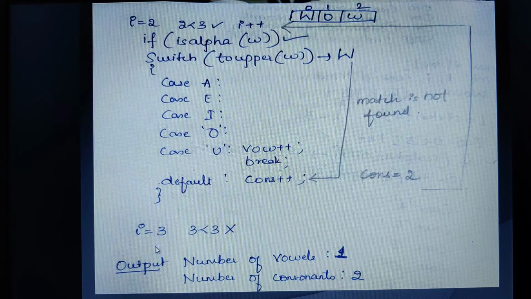As per the given program, what is there in my next statement? I am going to print the number of vowels and the number of consonants. So as per this string WOW, the number of vowels is 1, that is the O here, and the number of consonants is 2, that is both the W's. This is exactly how we are going to find out the number of vowels and consonants in a given string. Students, I hope you are able to understand.